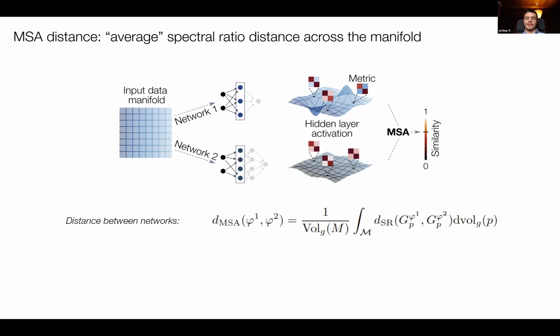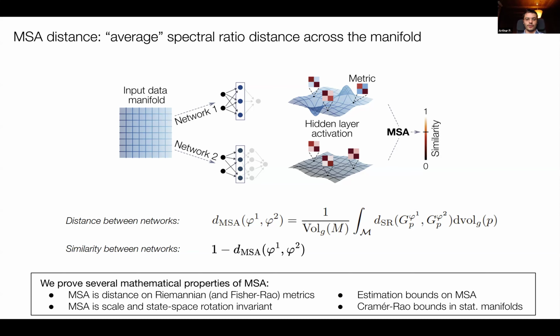So now we have a way to do similarity analysis between neural representations, between Riemannian manifolds, in terms of this distance, the MSA distance. Importantly, this distance just takes two functions as inputs and can compute the distance between their induced pullback metrics. And just to make that clear, this distance is also between 0 and 1, so we can immediately define a similarity metric as just 1 minus the distance between the two network representations.